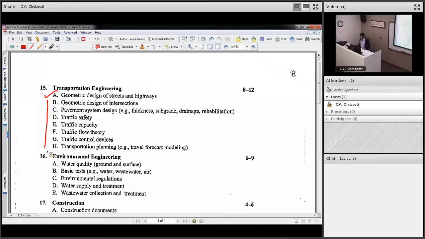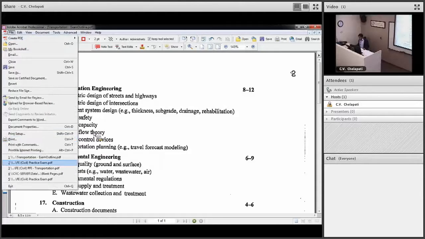Okay. Geometric design is a most important part of the FE exam. You can expect at least a good number of problems in the transportation engineering section from geometric design. So that's why it becomes very essential for you to know the material before you appear for the test. So let me get started.